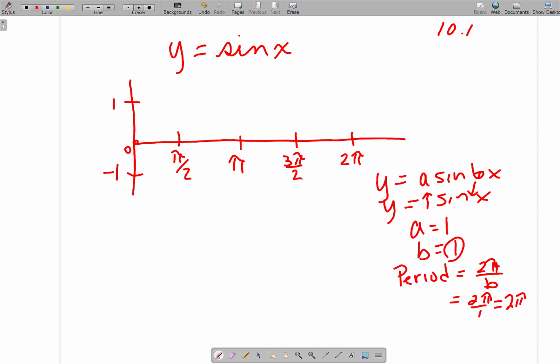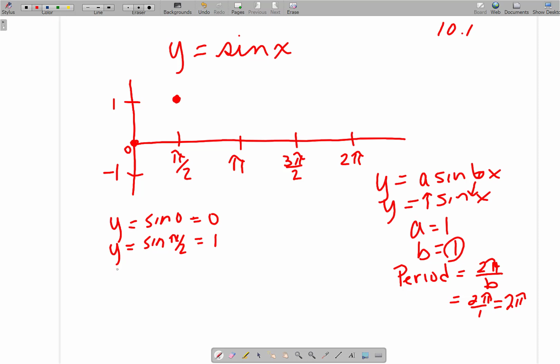Let's start at 0. If we figure out y equals the sine of 0, what is the answer? Sine of 0 equals 0. So at 0, 0, we have our first point for the sine curve. Then we try y equals the sine of pi over 2. What is the sine of pi over 2, or 90 degrees? It equals 1.